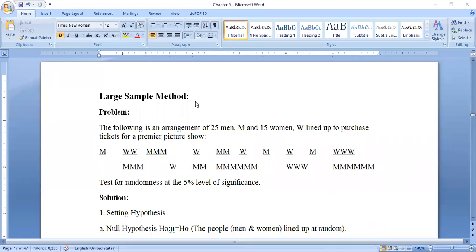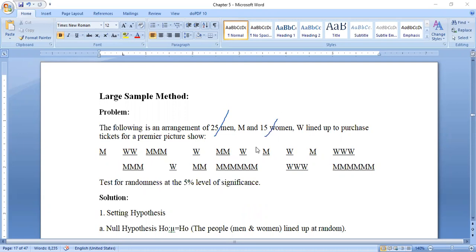So, the runs test, large sample method. Now we will discuss it. You observe the following problem. The following problem is an arrangement of 25 men and 15 women. It is already clearly given here. Men indicates N1 and women indicates N2.